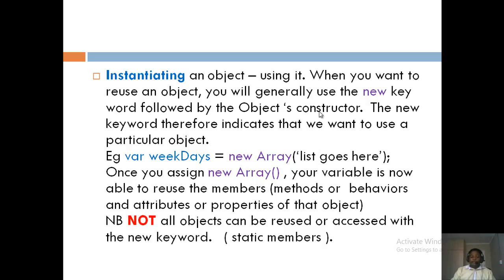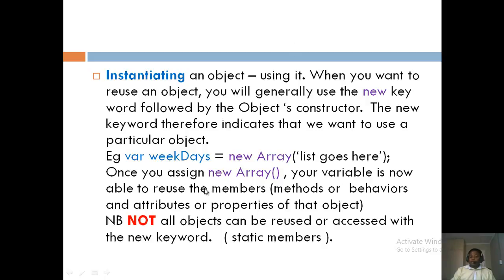And here's an example. var weekdays, and you can see after the assignment operator we are simply saying new Array. Here the word new indicates that we are pointing to an existing object, and of course the name of the object is Array, and this becomes the constructor which gives us access to that particular Array object.